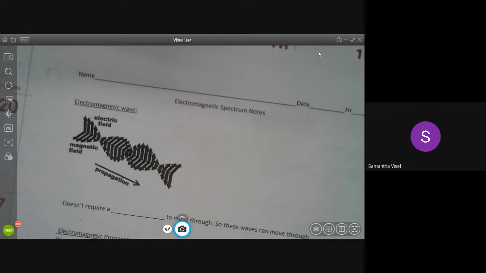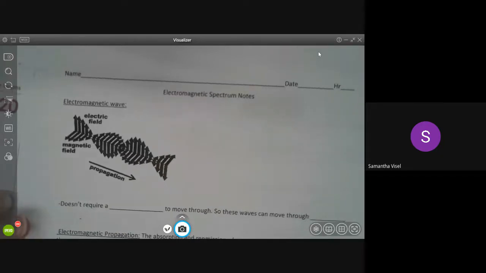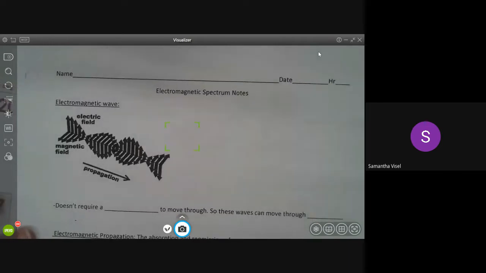You're also going to want a calculator out today. If you don't have a calculator out, take a second to take one out, and I should have some up in the front if anyone needs to borrow one.